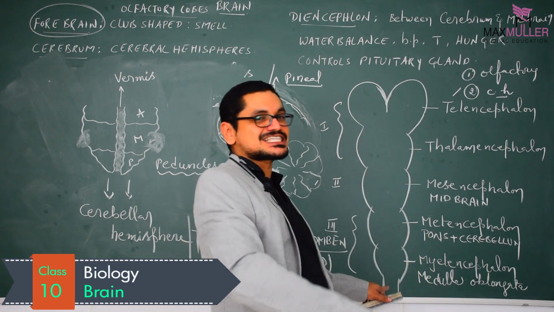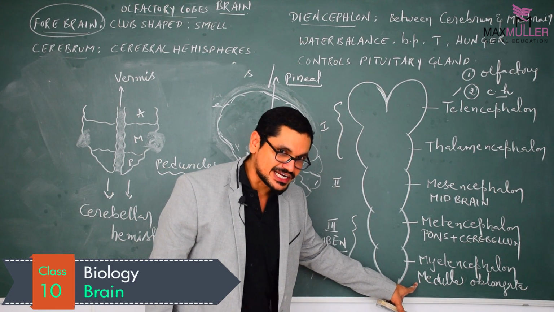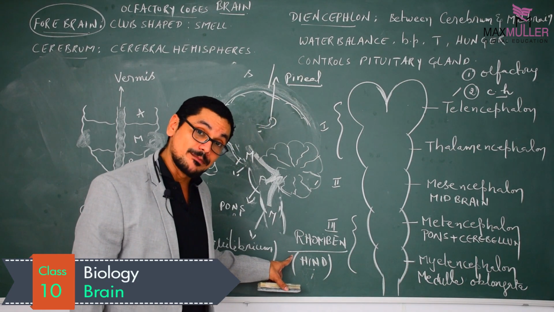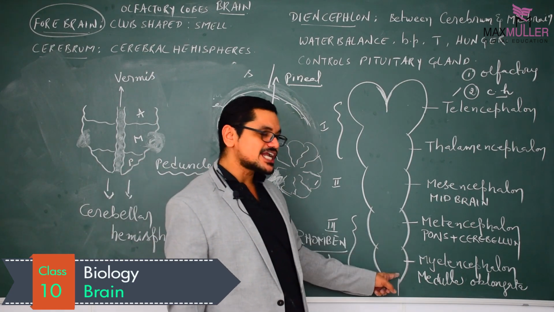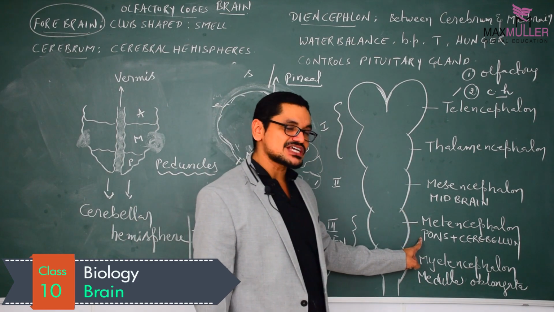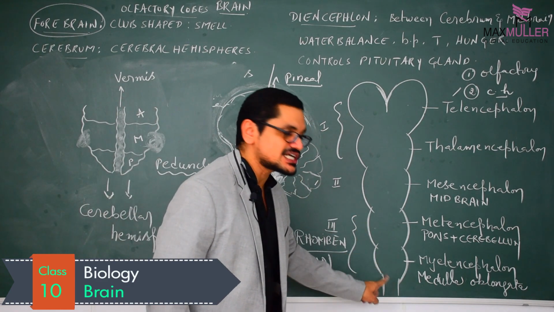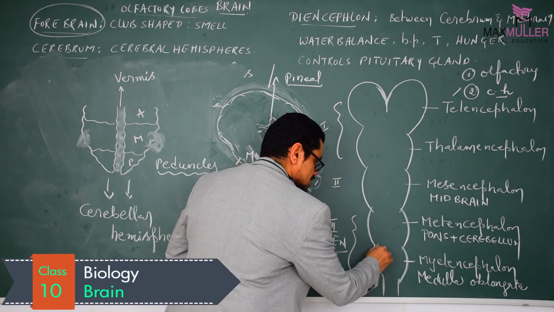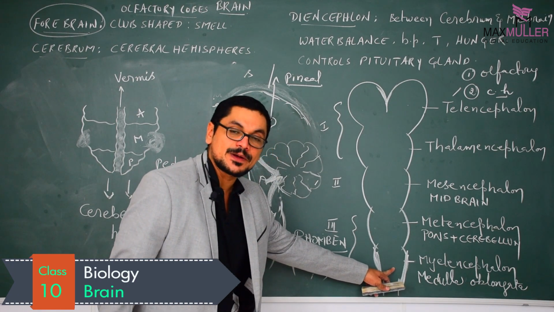Don't underestimate the last part of the brain. This last part of the brain is the medulla oblongata, which is nothing but the myelencephalon, which is a part of rhombencephalon. Rhombencephalon divides into two parts called metencephalon and myelencephalon. Metencephalon includes two parts, pons and cerebellum. Myelencephalon consists of the last part, called medulla oblongata, which is more or less triangular in shape.